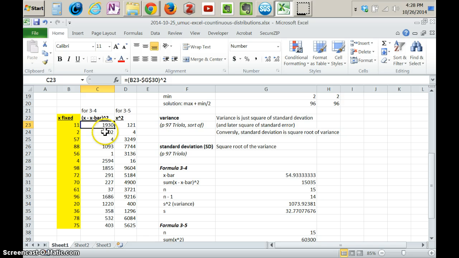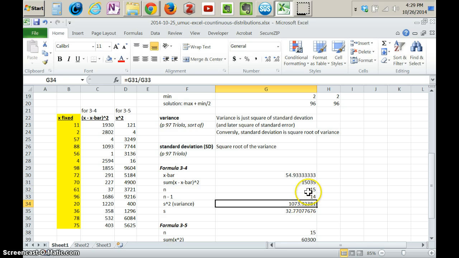piece. And so for each value, we've got a squared deviation, x minus x bar squared. Why square it? Just to get rid of any negative signs. Some will be above the mean, some will be below the mean. To get rid of the negatives, we can square it. Okay, so for formula 3-4, that's the only thing we need. And we can start putting the pieces together.